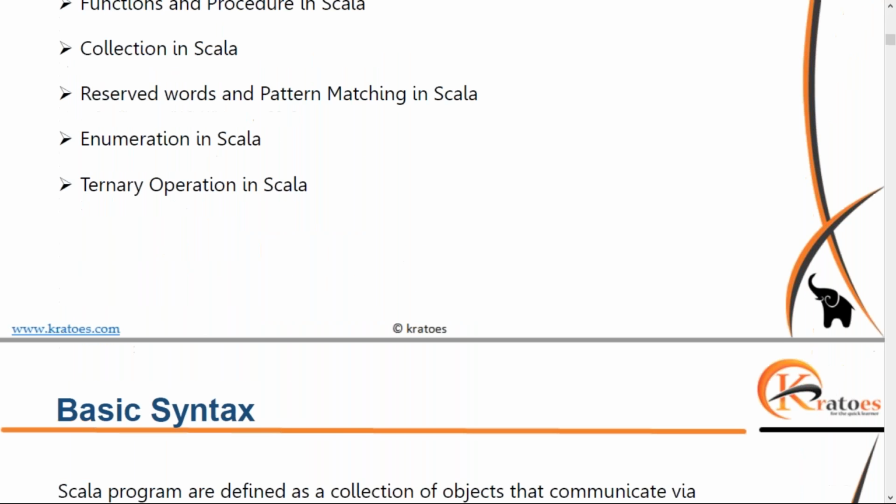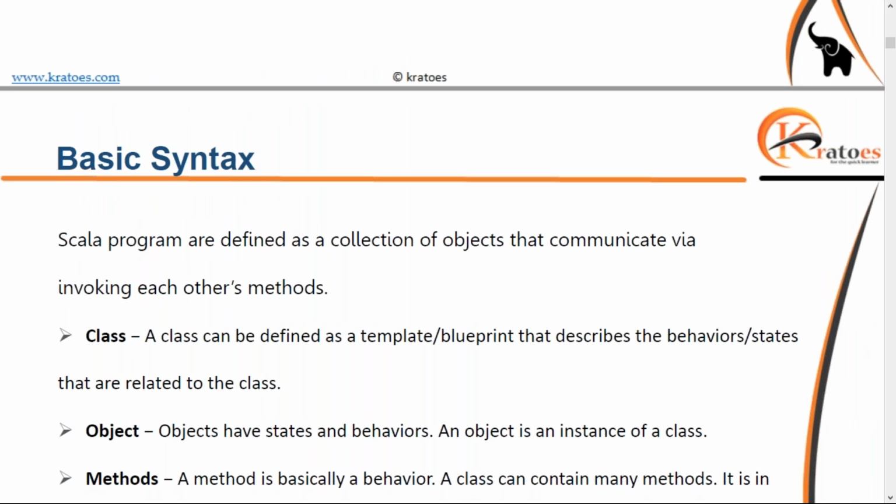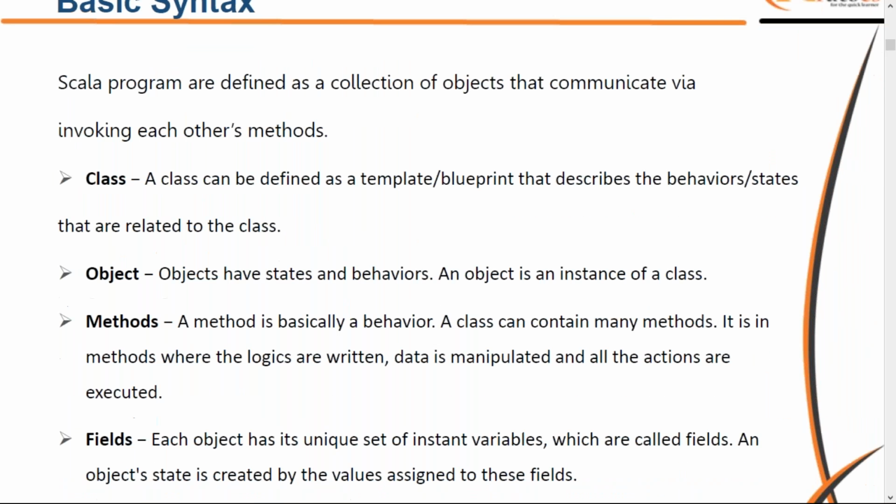So moving on to basic syntax. Scala programs are defined as a collection of objects that communicate by invoking each other's methods. It's the same thing as in any object-oriented programming, specifically Java. A collection of objects that communicate through methods. A class can be defined as a template or blueprint that describes the behavior and state related to the class. So basically it's the blueprint. Whatever code you are going to write must be encapsulated in a class.